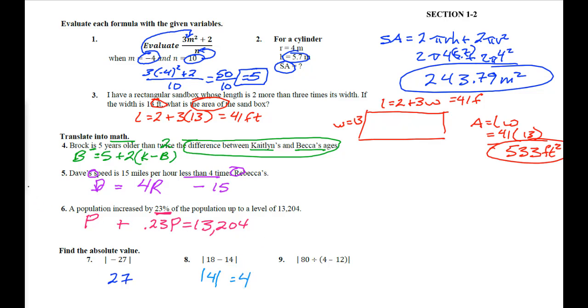And now number 9 gives us, let me see, 80 divided by (4 minus 12). 4 minus 12 in parentheses, that's a negative 8, so we get 80 divided by a negative 8. That is a negative 10. So 80 divided by negative 8, negative 10. Absolute value of negative 10 is positive 10. Excellent.